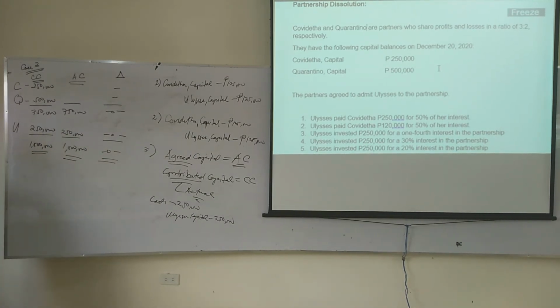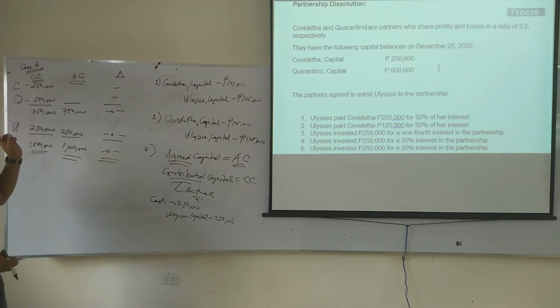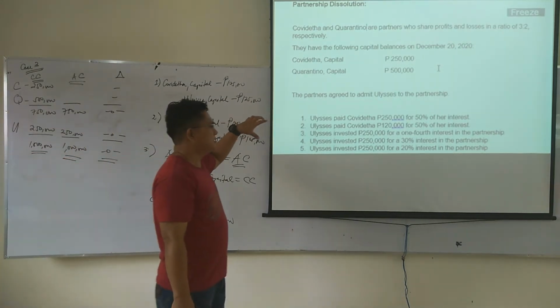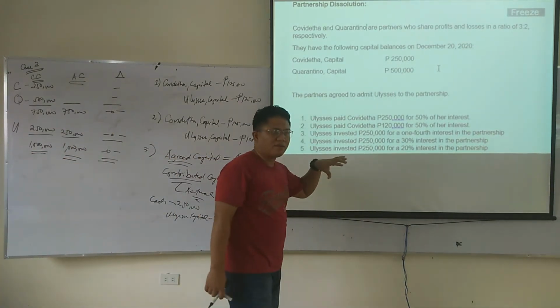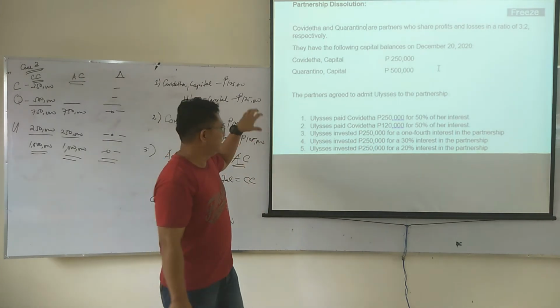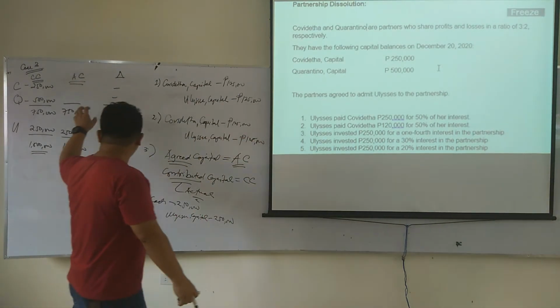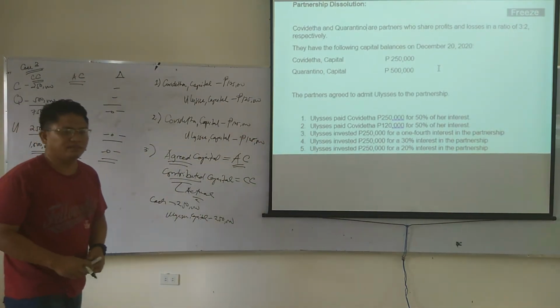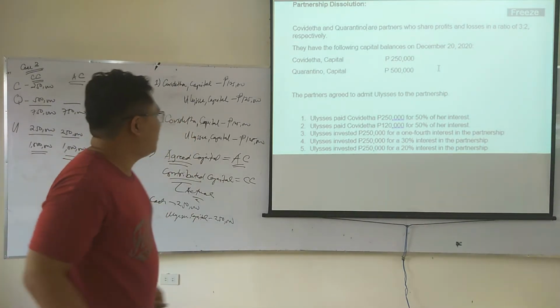$250,000. Case 3 is the case where the incoming partner invested equal to the amount agreed by the partnership. Let's take case 4.